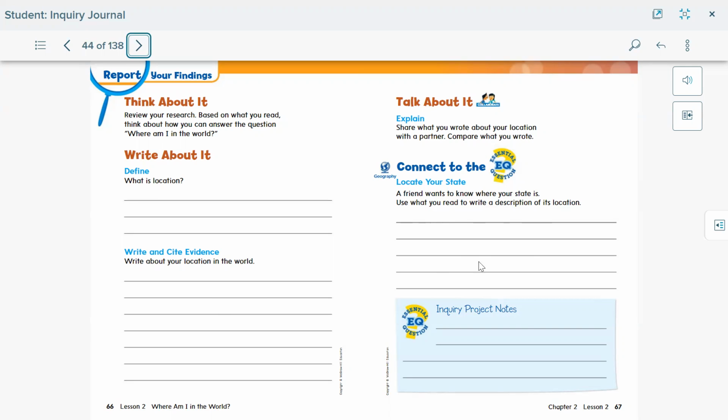Right. Let's see this activity, page 67. A friend wants to know where your state is. Use what you read to write a description of its location. So let's see. You need to tell a person which state you are living in. So this could be how you describe the location of your state.